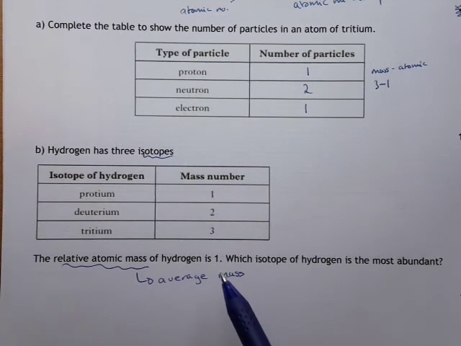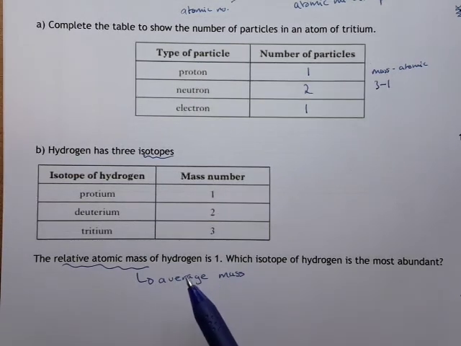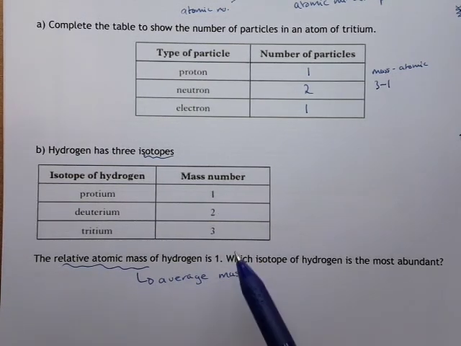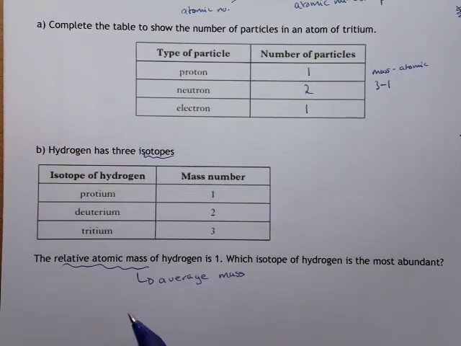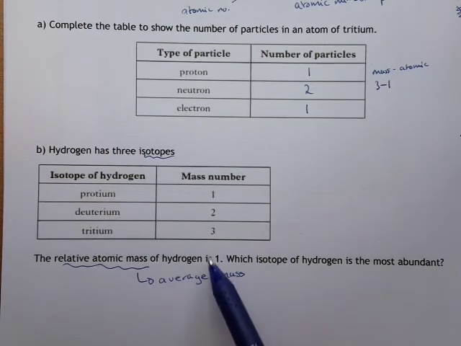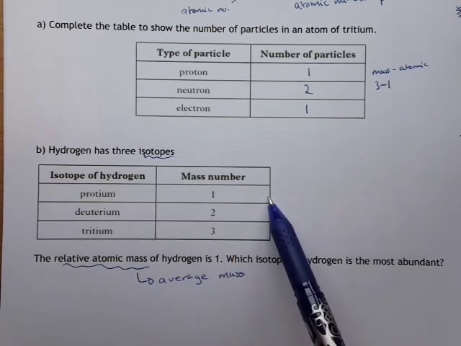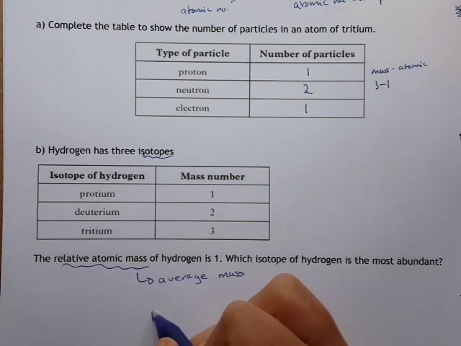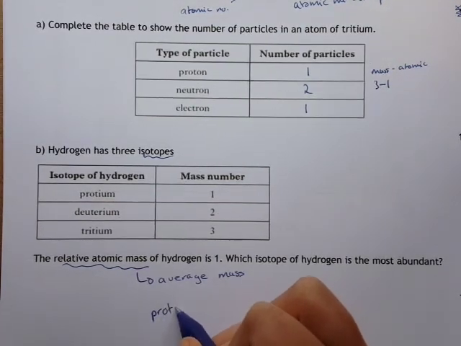We talked a lot about the example of if you're in a room full of people and the average height is quite on the small side, that suggests that most of the people in the room are small. So if the average height, if the average mass, if the relative atomic mass of hydrogen is 1, that means there must be more of the isotope with mass number 1. So the answer to that one is protium.